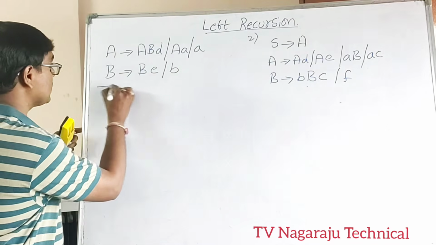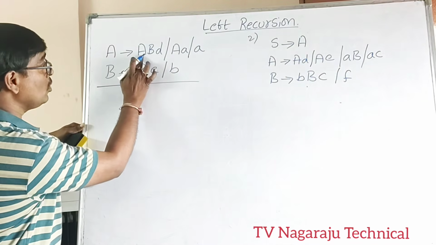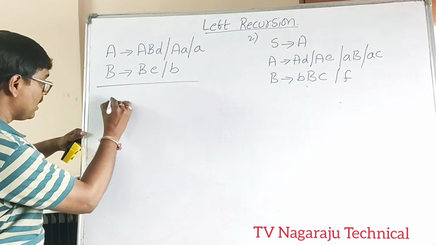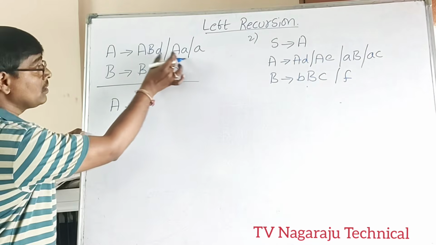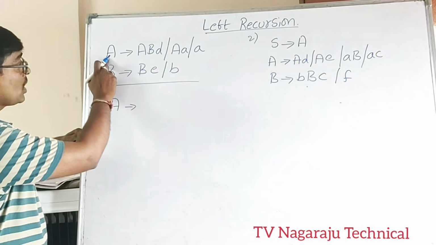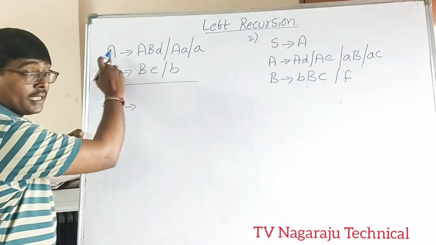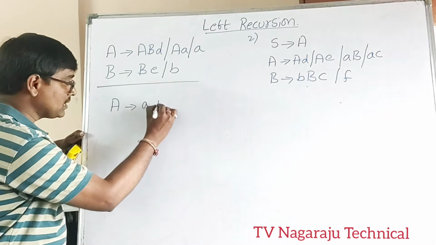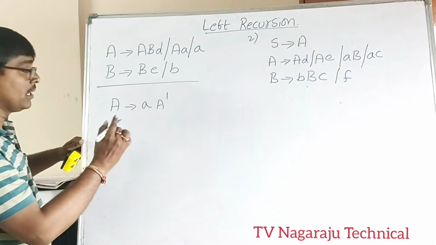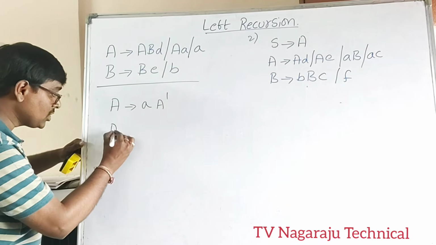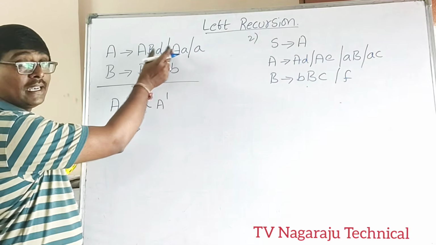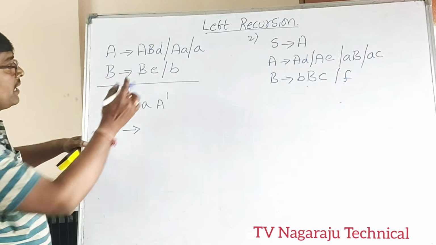First, consider this example. A tends to A, B, D, A, simple procedure. A tends to, observe the productions that do not start with A. So capital A is the only production, and if it is A, simply write A dash. Now for this A dash, simply convert these left recursions into right recursions.